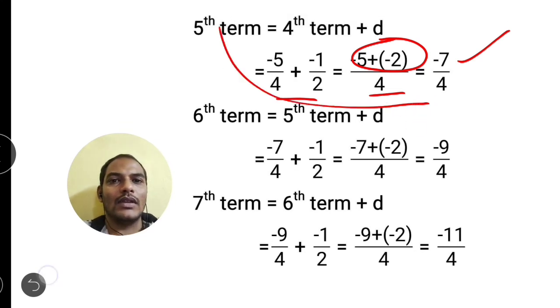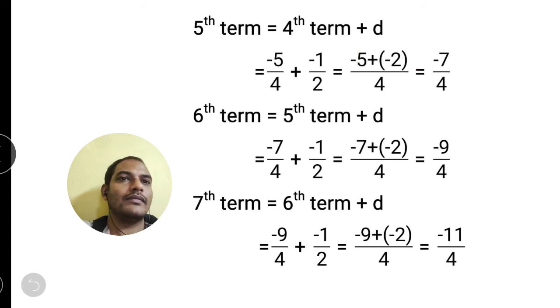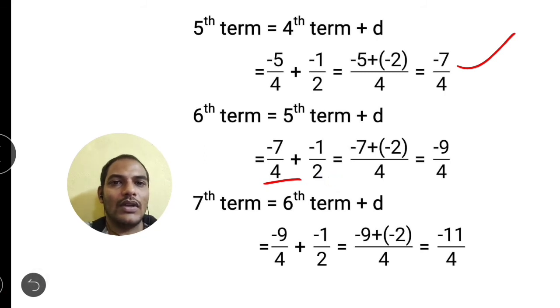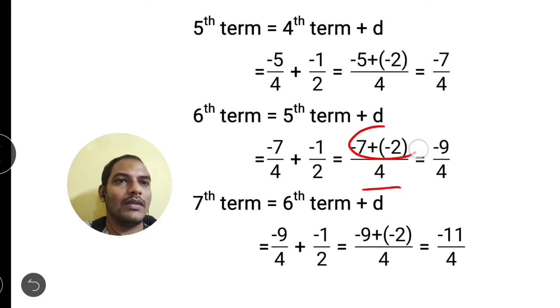Okay. So next, the sixth term. How to get the sixth term? Add the fixed number, that is common difference, to the preceding, means previous, that is the fifth term. So fifth term plus common difference. Here the fifth term is minus 7 by 4 and common difference is minus 1 by 2. Same, the 4 comma 2 LCM is 4. Then the numerators are minus 7 plus minus 2. Minus 7 plus minus 2 is minus 9. So minus 9 by 4 is the sixth term.